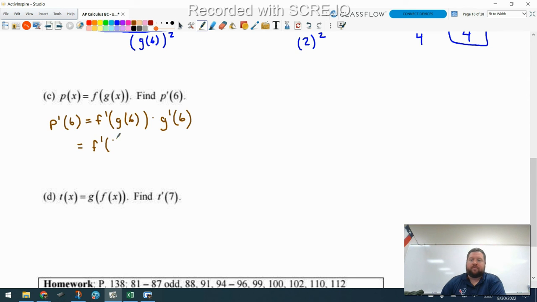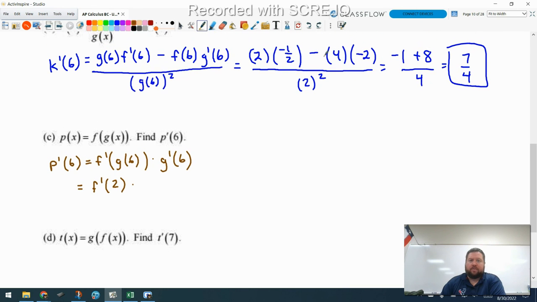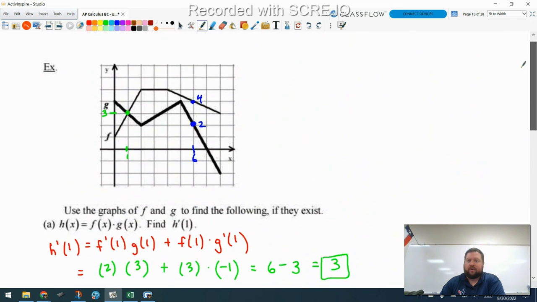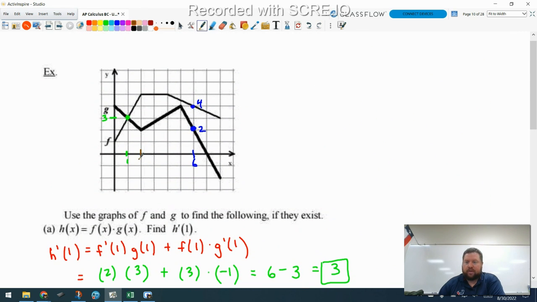So this is f prime of 2. And then g prime of 6, we also did that on the last problem. That's this number. There it is, negative 2. Okay, so now I need to find f prime of 2. I haven't done that one yet. 1, 2, right there. All right, f is this, and it's that point right there.